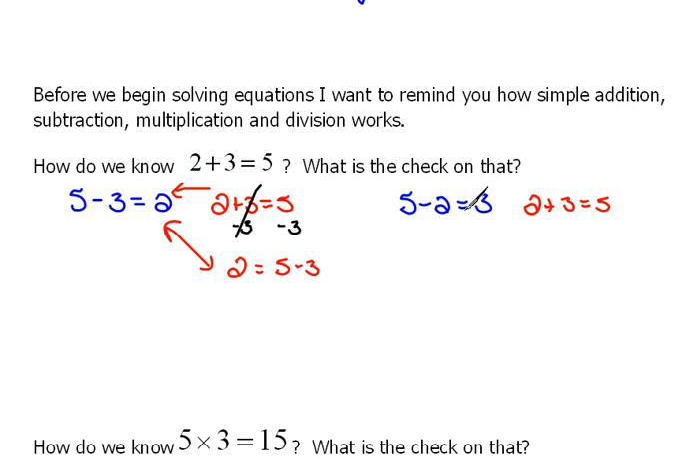And then again, if I were to start out with 2 plus 3 equals 5, how could I make it look like this? What if I were to subtract 2? The opposite of plus 2 is minus 2. Let me just do that to both sides. 2 minus 2 is nothing. So over here I have 3 equals 5 minus 2. And we just said that that was the way we would check the 2 plus 3 equals 5. It's the way that addition and subtraction are related that allows us to do this.